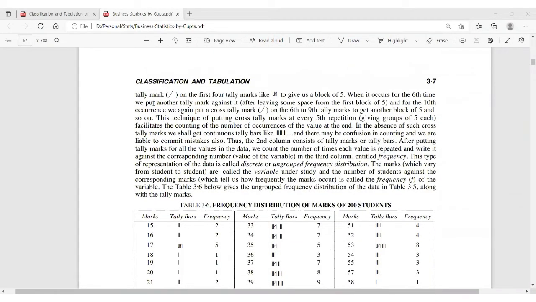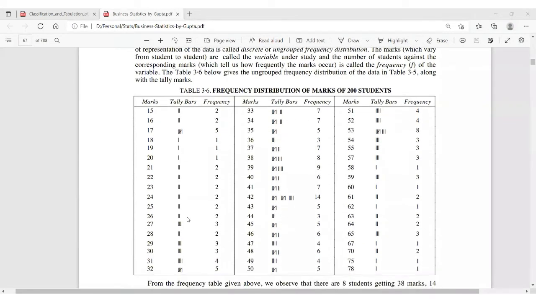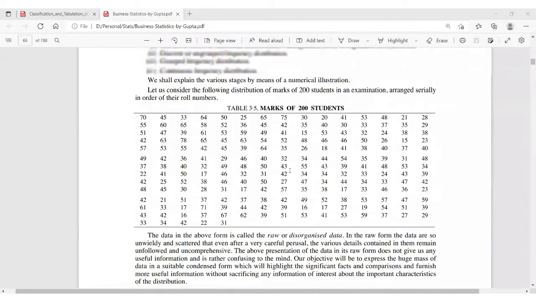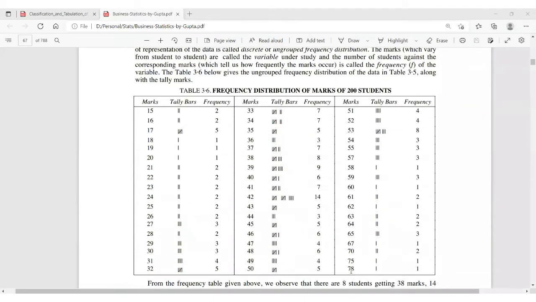Right, we put some tally marks on this. For example, from the data, we find out that the minimum marks is 15 and the maximum marks is 78. So what we have done, we write the numbers 15, 16, 17, 18 and up to 78, right?